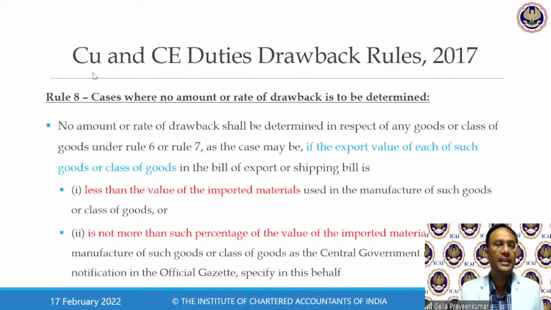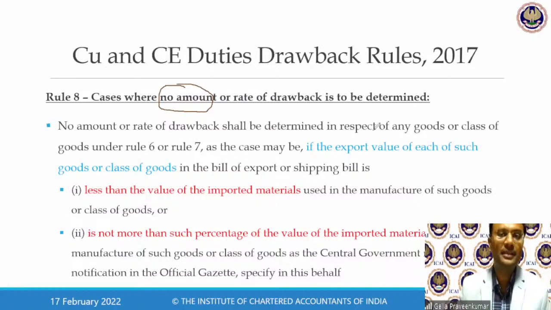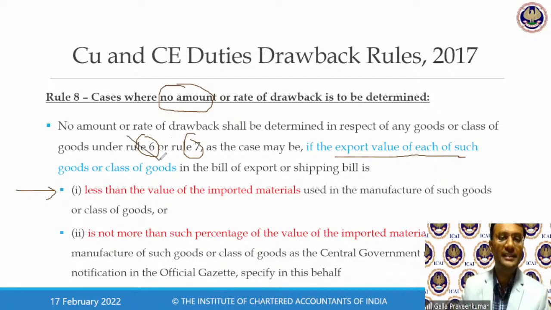Now, Rule 8 says that in cases where no amount or rate of duty drawback is to be determined, I should not pay any drawback. What is that? My amount of drawback shall not be determined in respect of any goods under Rule 6 or Rule 7, where the export value of each such class of goods is less than the value of imported material. So an application filed under Rule 6 is not entertained. An application under Rule 7 is not entertained, where my export value is less than the value of imported material used.